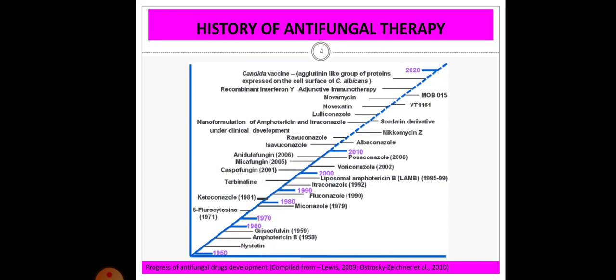History of antifungal therapy. This image gives us the information on the development of antifungal agents in chronological order, from 1950 to 2020, starting with NYSTATIN, AMPHOTERICIN-B, GRISEOFULVIN, to some of the recombinant interferon therapies, as well as the development of newer compounds like VT1161, MOB015.